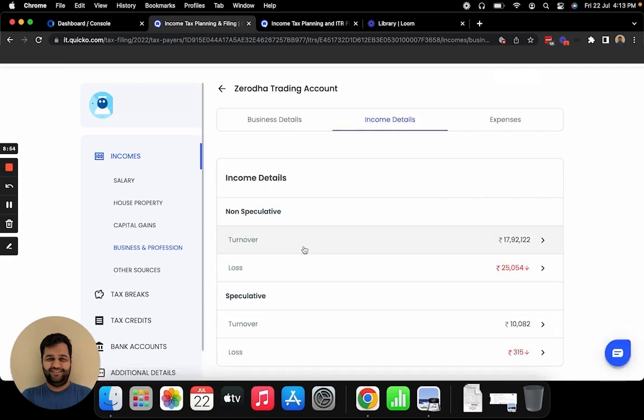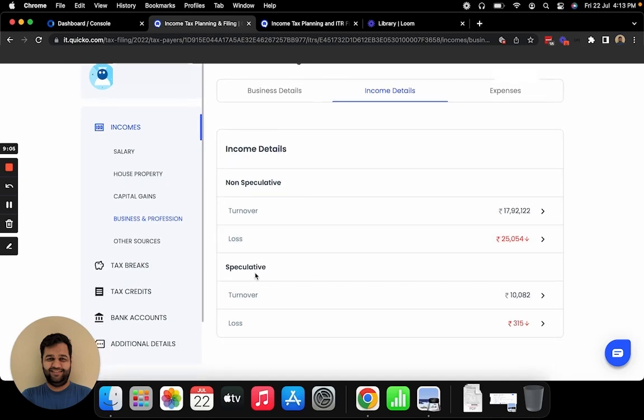So like you can see here, Quicko has already imported my F&O turnover and any losses incurred or profits that I've made on F&O trading. Also down below here you can see speculative income. That means any intraday turnover and intraday profit or losses I may have.